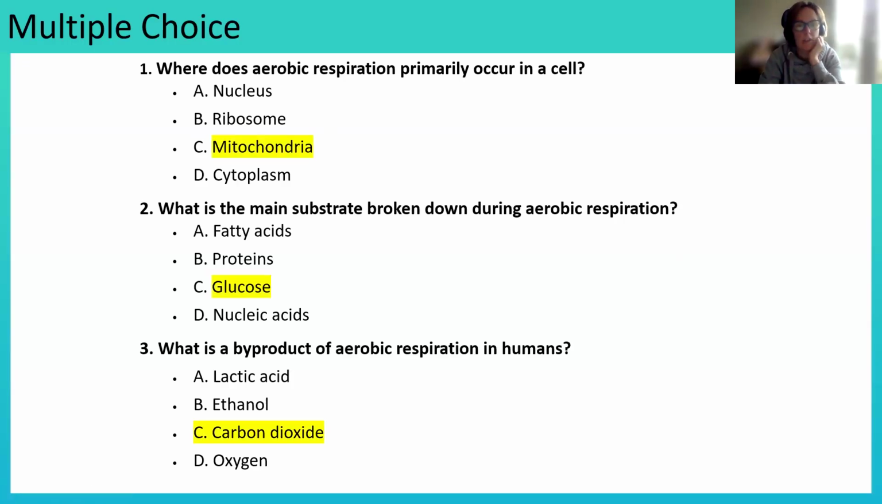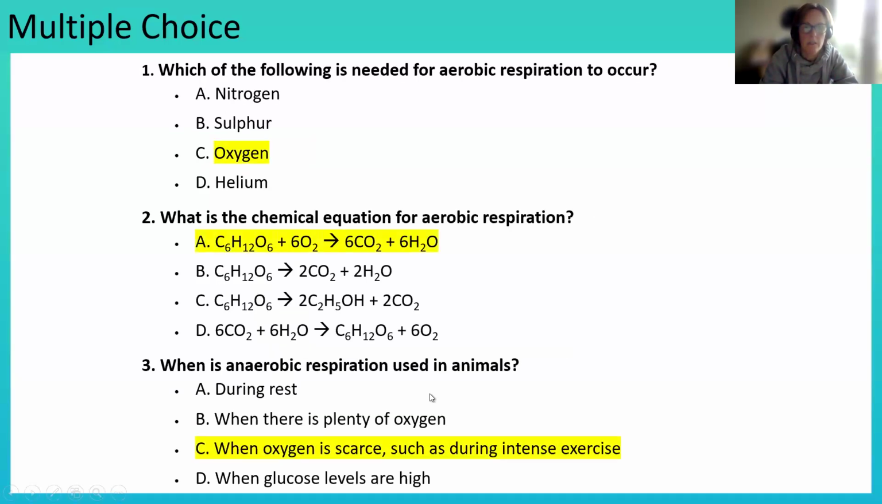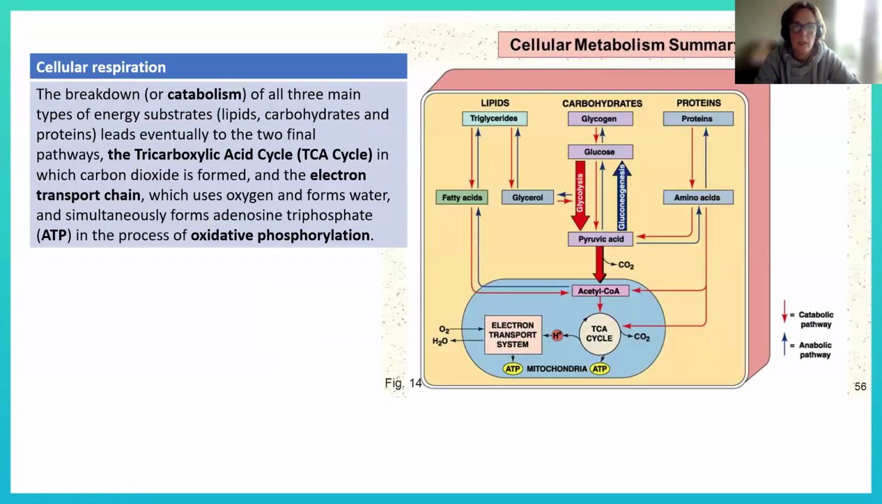So this is primarily occurring in the mitochondria. Glucose is broken down, and in aerobic respiration in humans, the waste product is CO2. Well done. I was going to skip through that because I want to make sure I have time to show you this.